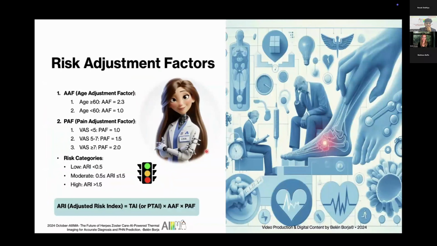Time to spice up our numbers with some risk-adjusting magic. For age, meet the AAF, a snazzy 2.3 multiplier for our over 60 crowd, because wisdom comes with a price tag. Then we've got the PAF turning your VAS scores into science. 1.0 for mild pain, 1.5 for moderate, and 2.0 for severe, because pain isn't just a number. Mix these with our thermal readings and beep boop, my AI brain calculates your PHN risk. Under 0.5, looking good. 0.5 to 1.5, keep watch. Over 1.5, time for preemptive action, because this AI loves turning complex data into pain prevention.